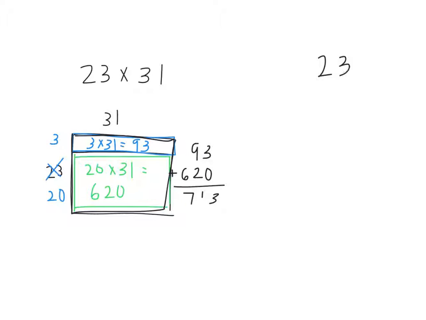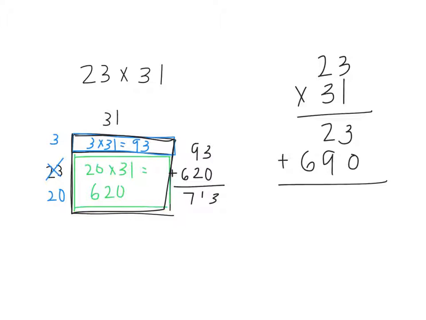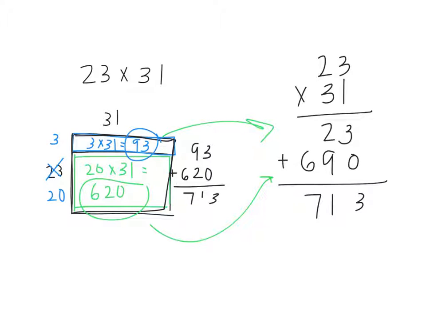But if I did my standard algorithm like this, am I seeing the same parts? No. Where's my partial products? Where's my 93? Where's my 620? How come they don't match up over here anymore like they did? Turn and talk to someone. What happened?